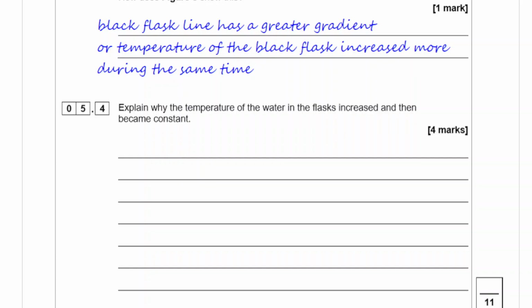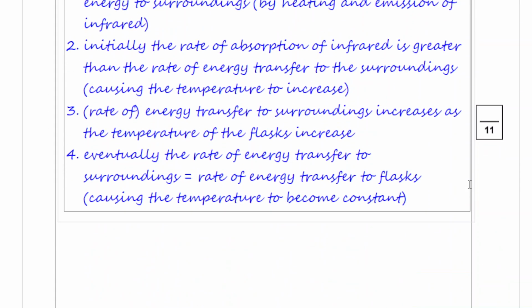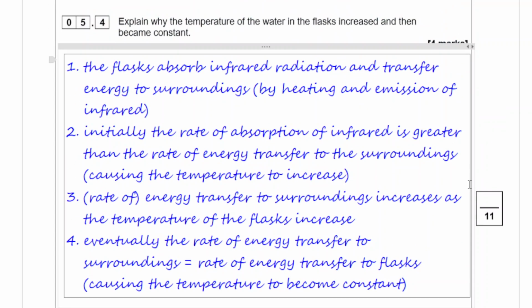So here's the answer. The flask absorbs infrared radiation and transfers energy to the surroundings by heating and emission of infrared radiation again. Initially, the rate of absorption of infrared is greater than the rate of energy transfer to the surroundings, causing the temperature to increase.